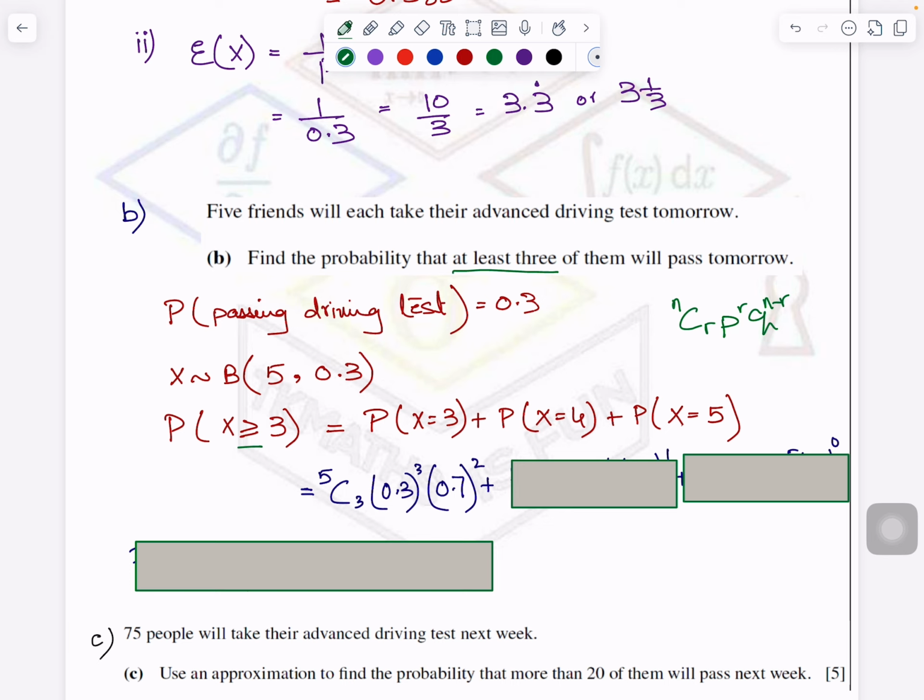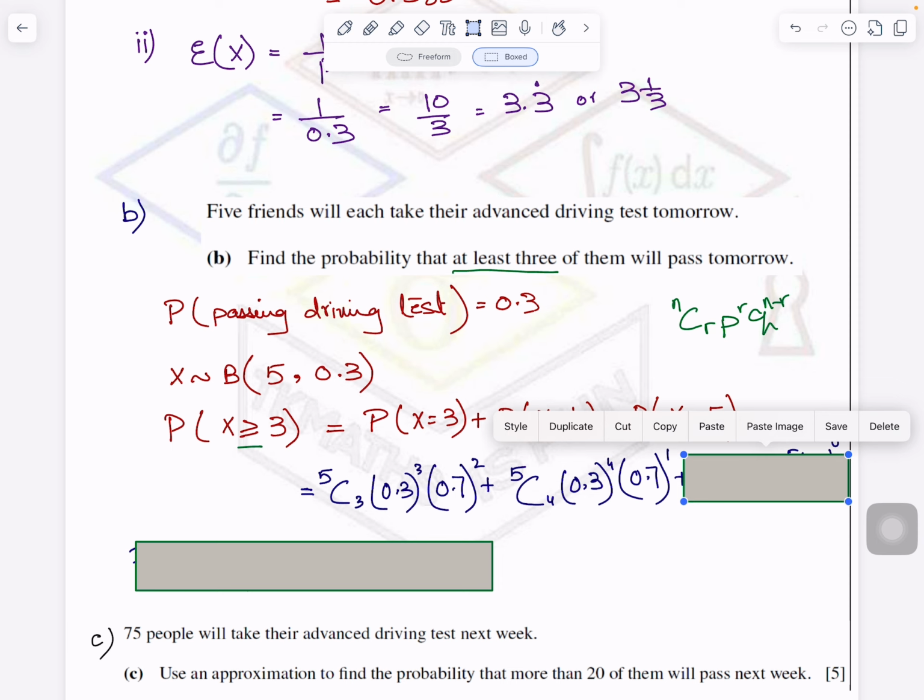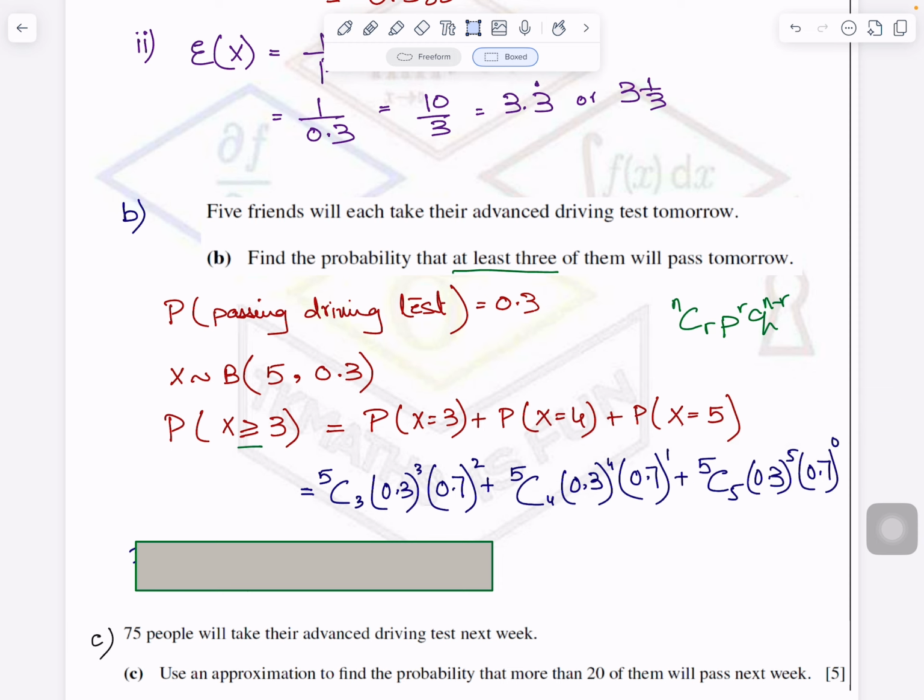So I will apply it one by one for each situation here. X equals 4, and then X equals 5. After that, use the calculator carefully and get the answer. Write the answer in 3 significant figures.